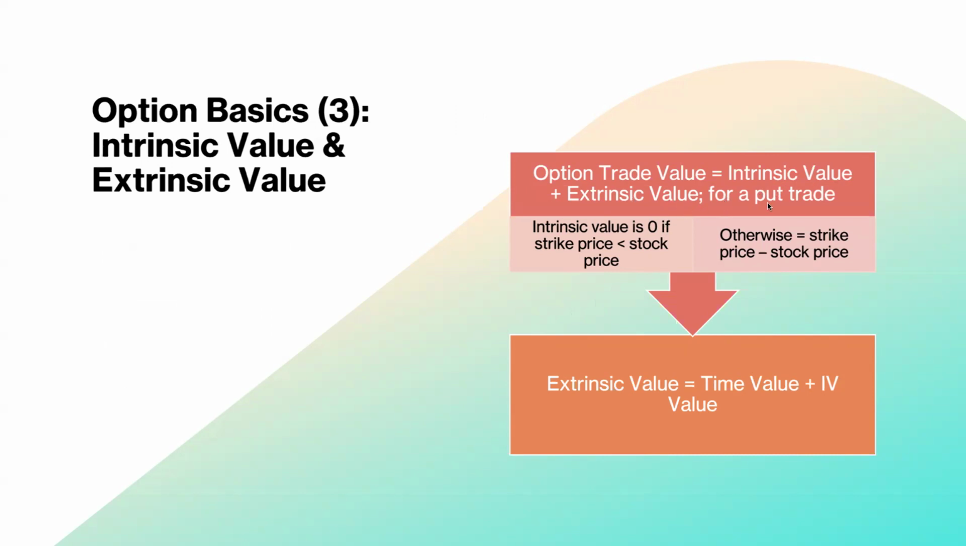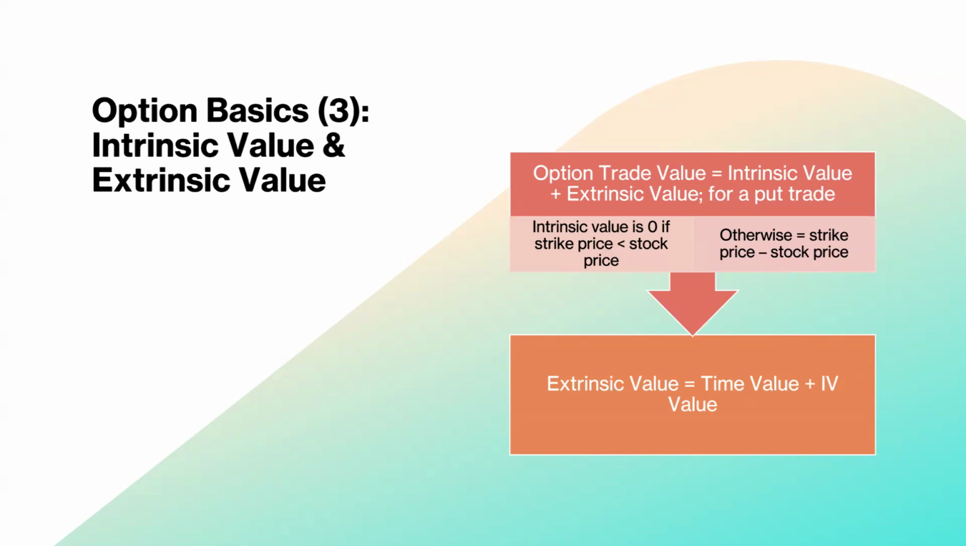And for a put trade, intrinsic value is easy to calculate. It's not zero only when the trade is in the money, and the value is strike price minus the stock price. And the extrinsic value is time value plus IV value, which I will cover how to calculate approximately in the next slide.